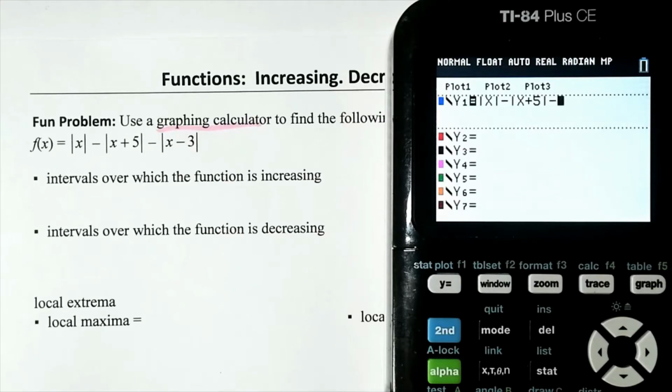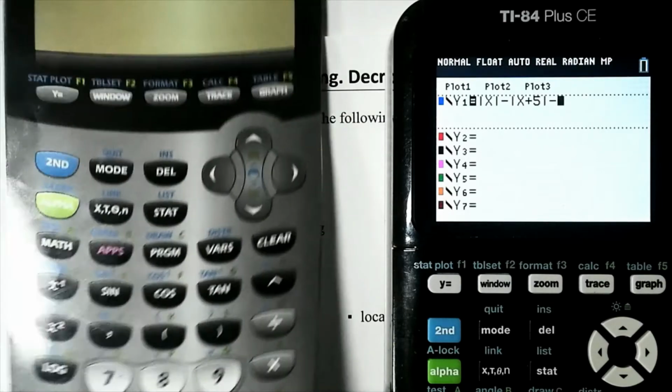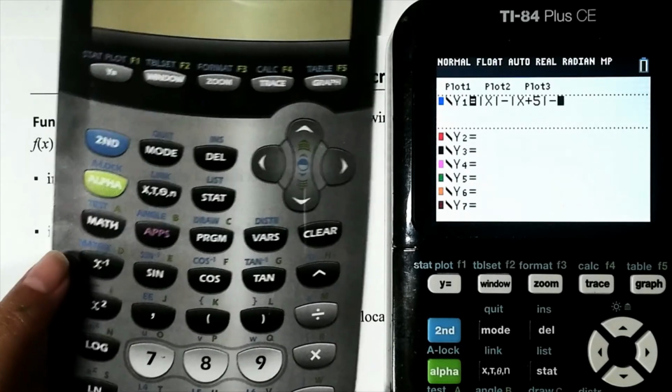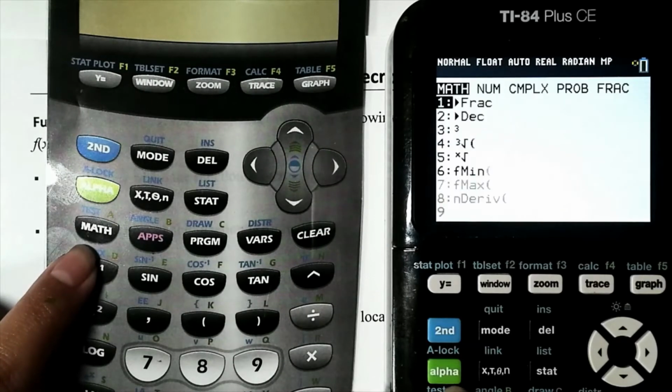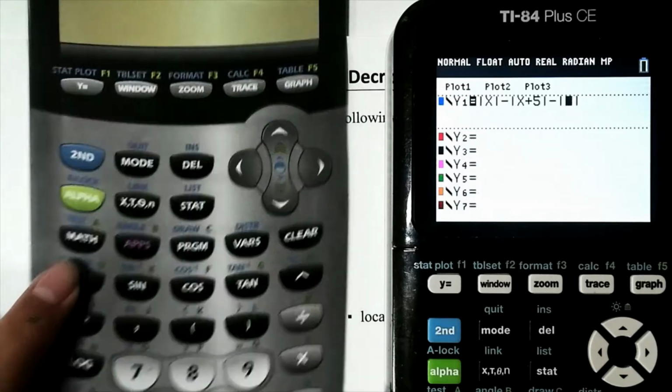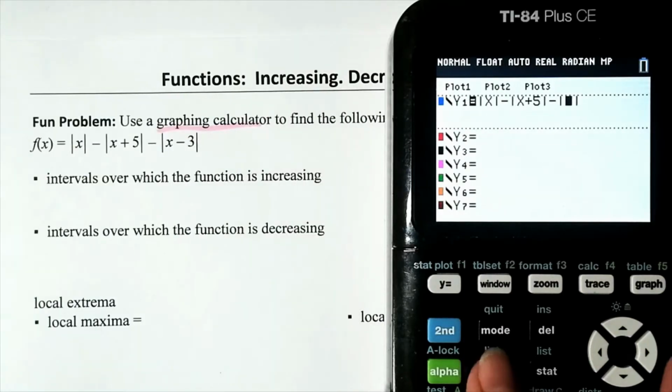So again, we hit the math button. We click math, and then we hover over to number, and then option 1 for absolute value, and we have absolute value of x minus 3. Again, if you don't have the vertical bars for absolute value, then you will see ABS open parenthesis. You punch in x minus 3, then you close the grouping symbol.